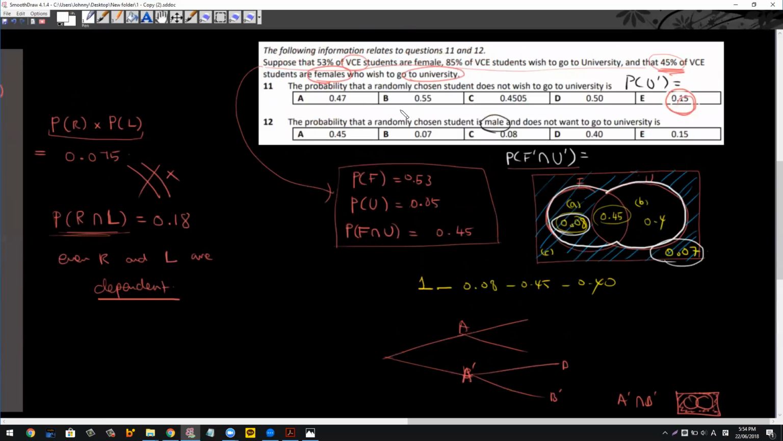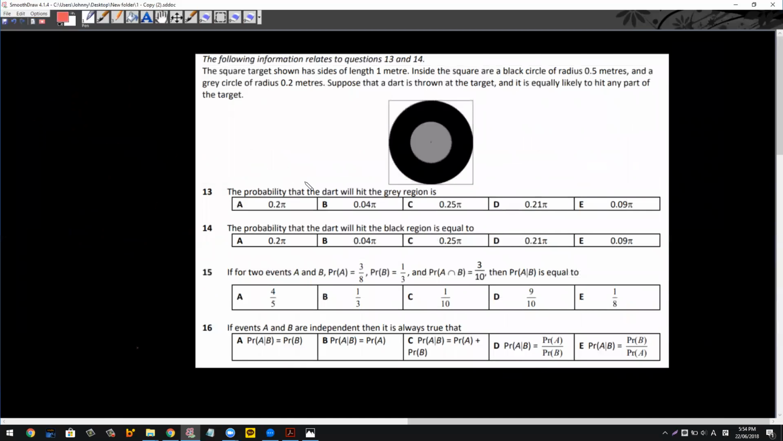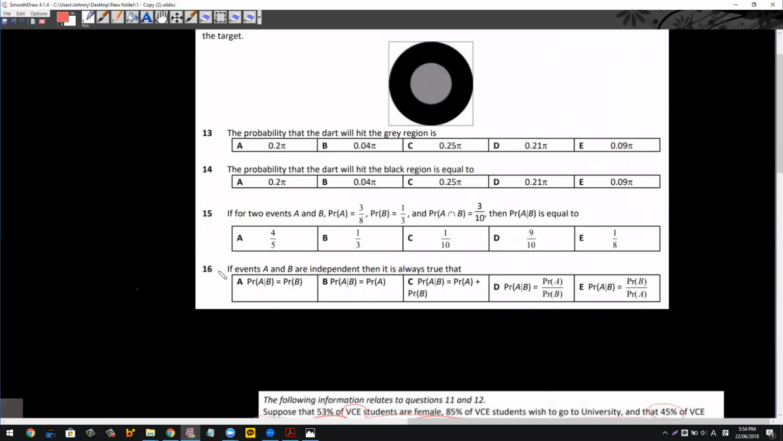0.07 exactly. So that's the answer here. Okay? So that's how you do it. We're going to try 13, 14, 15, 16 as well. I'm going to try 16 first. Okay?